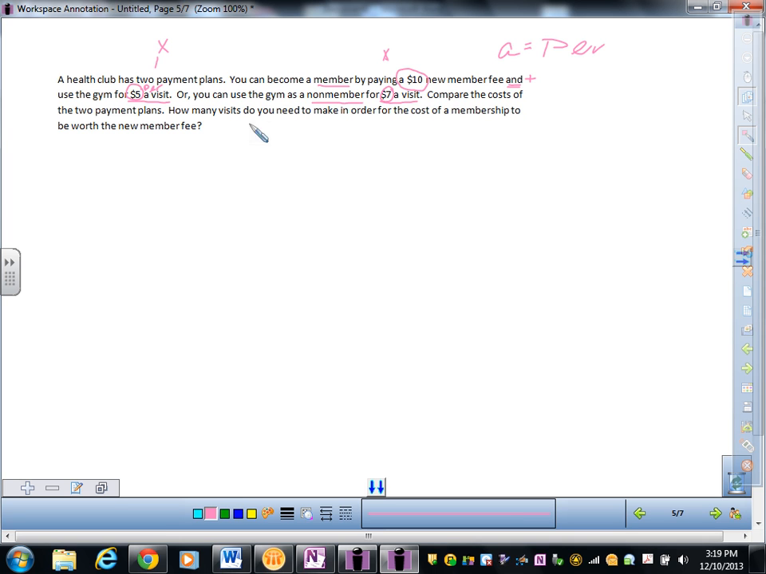And we want to know if we compare them. So compare means we make them equal to each other. So compare means equal to each other. So what we're going to do first is we're going to say the member cost equals the non-member cost. And we're going to figure that out. And there's our train tracks.